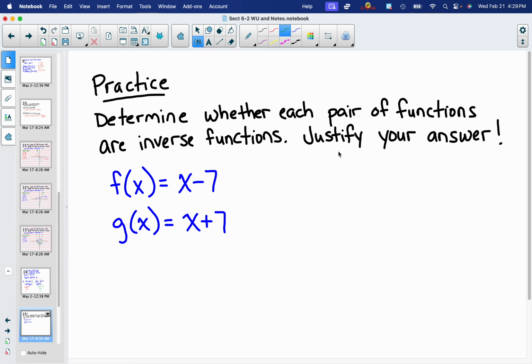So on this one, for you to practice, you can pause this and try it, and I'll go through it. Determine whether these functions are inverse functions, justify your answer. So go ahead and pause it, please, and try it.